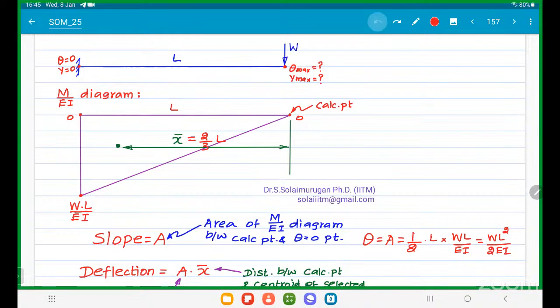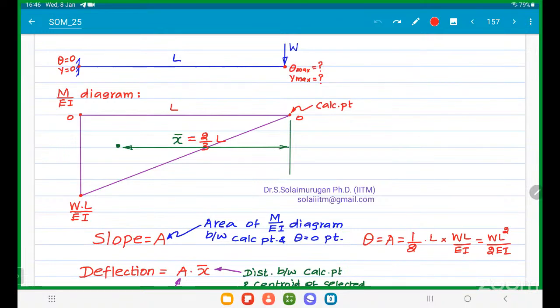Next, boundary condition. Boundary condition means what? Known values of degrees of freedom. At the fixed end, the slope is 0. At the fixed end, the deflection is 0. Deflection is 0, slope is 0 at the fixed end.